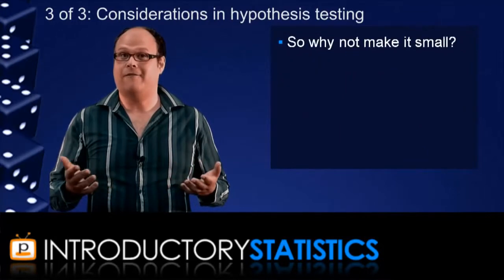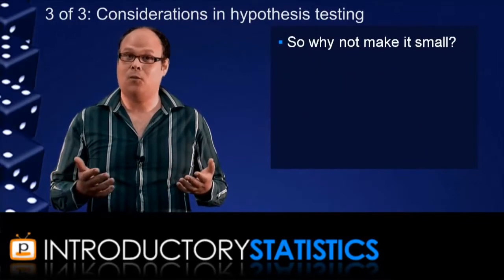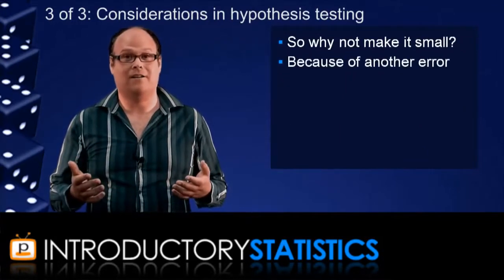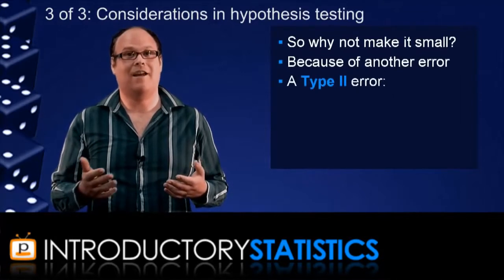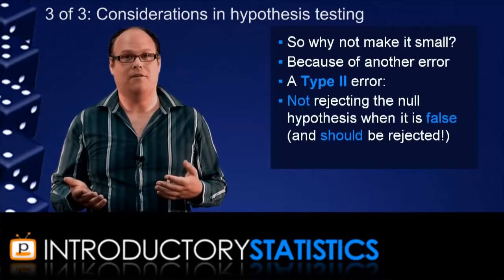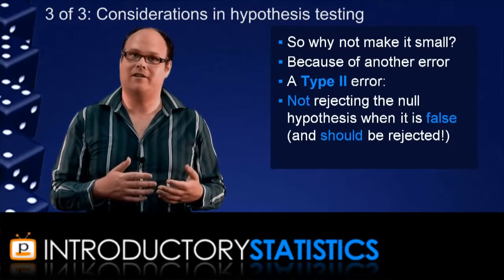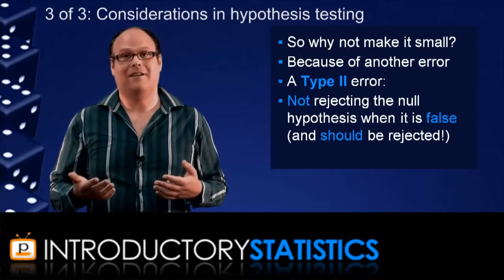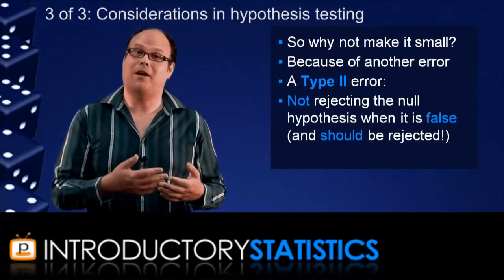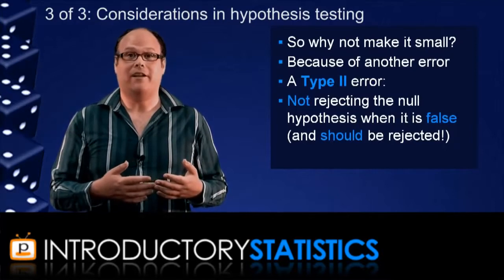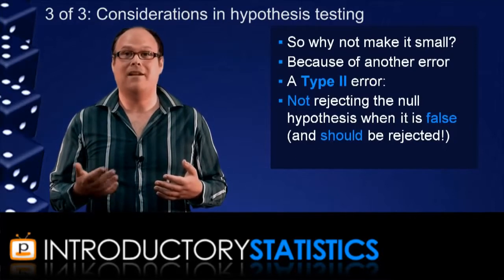So why not make alpha as small as possible? Well, because there is actually another kind of error, a type 2 error. This is the error of not rejecting the null hypothesis when it's false and should be rejected. And the lower you make alpha, unfortunately, the more likely this type 2 error becomes. The probability of committing a type 2 error is denoted beta.